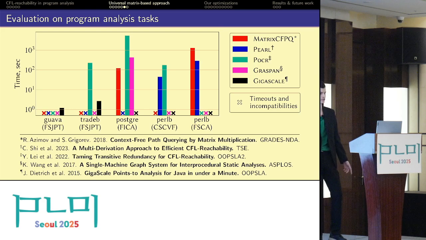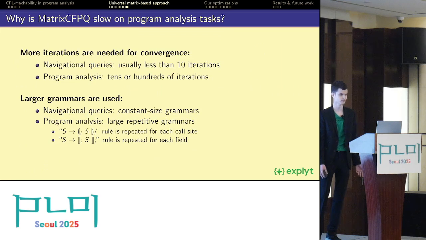Here I use small crosses to show cases where we have timeouts and also to show cases where some non-universal solvers are simply incompatible with a particular analysis. So why is MatrixCFPQ so much slower on program analysis tasks? There are actually 2 reasons for that. First of all, these tasks typically require many more iterations for convergence. And secondly, we often use quite large grammars for program analysis. That's because when we want field sensitivity, we add a separate production rule for each field. And when we want context sensitivity, we add a separate production rule for each call site.